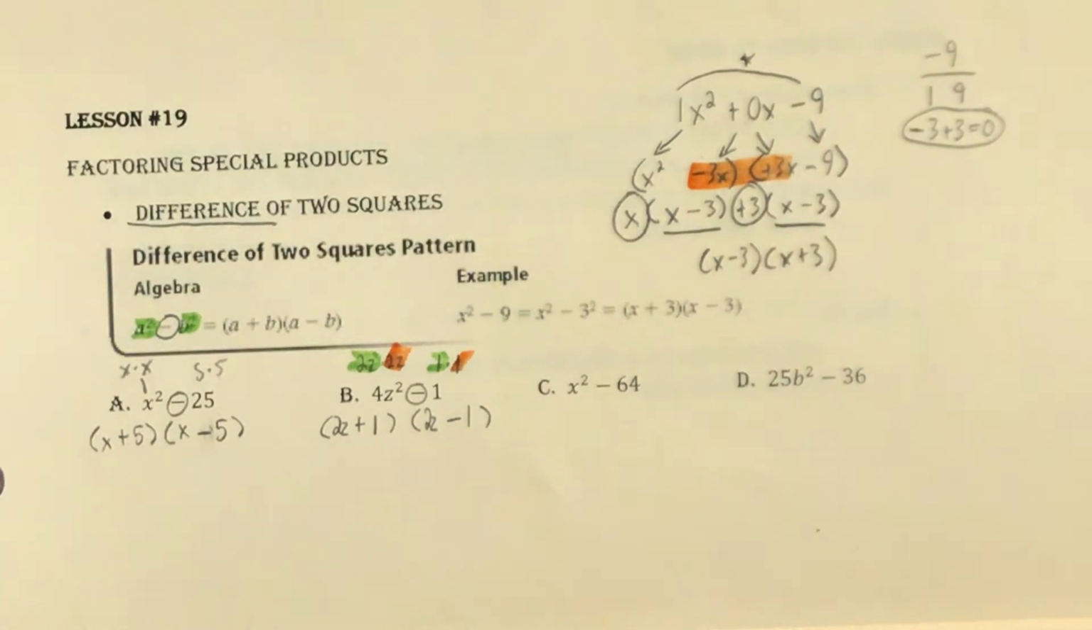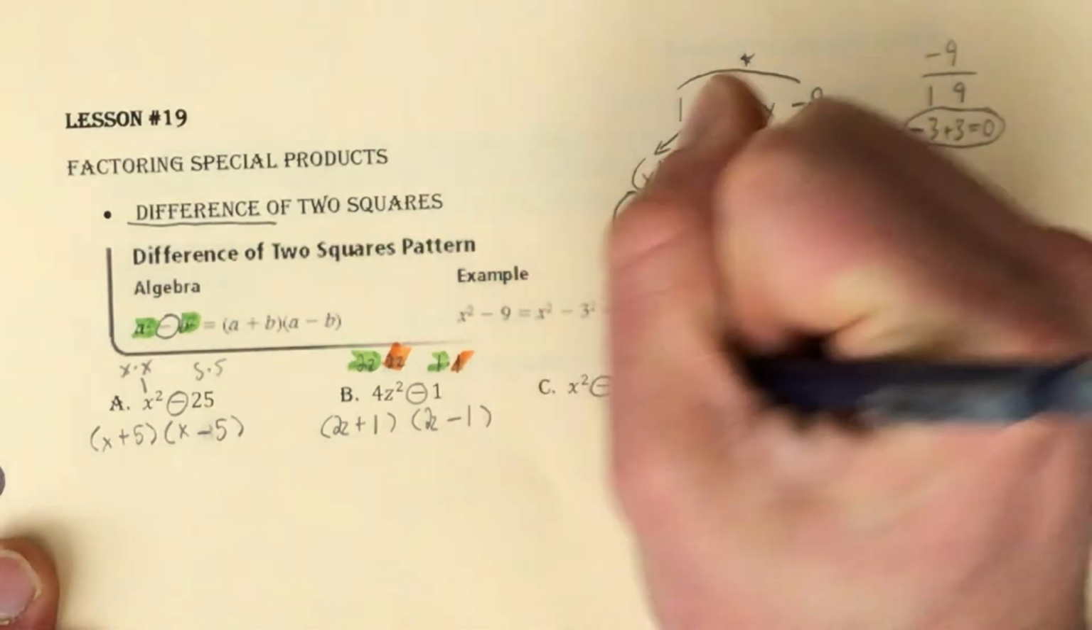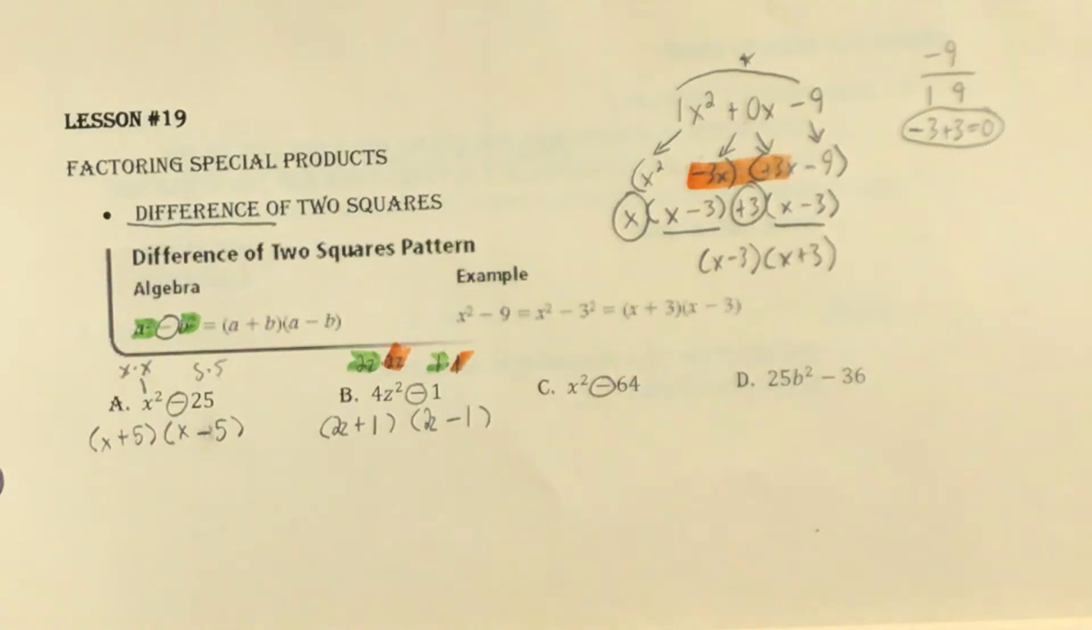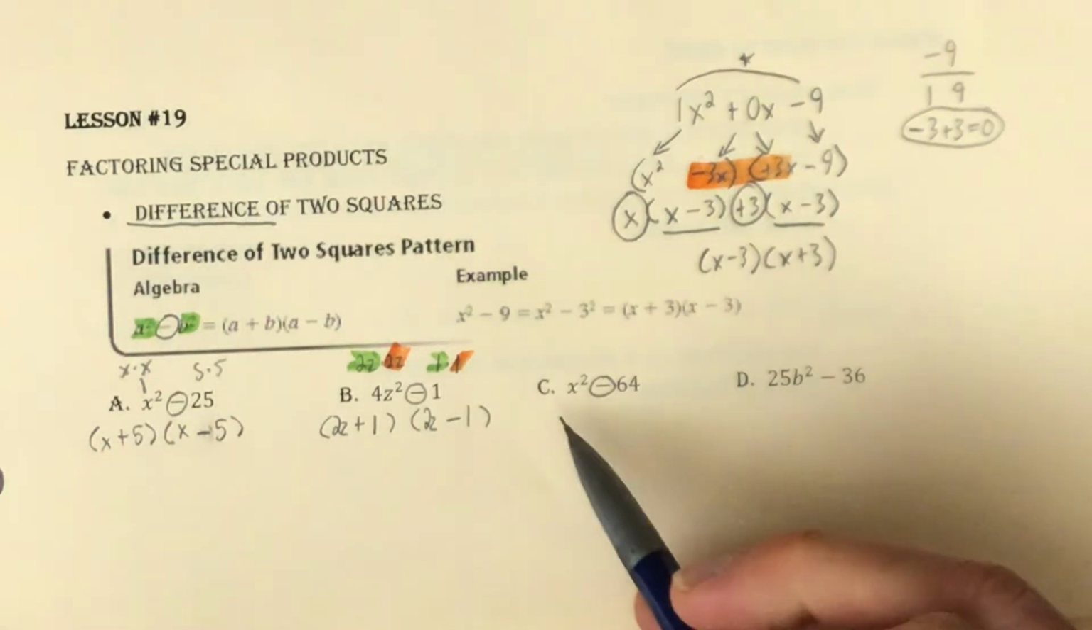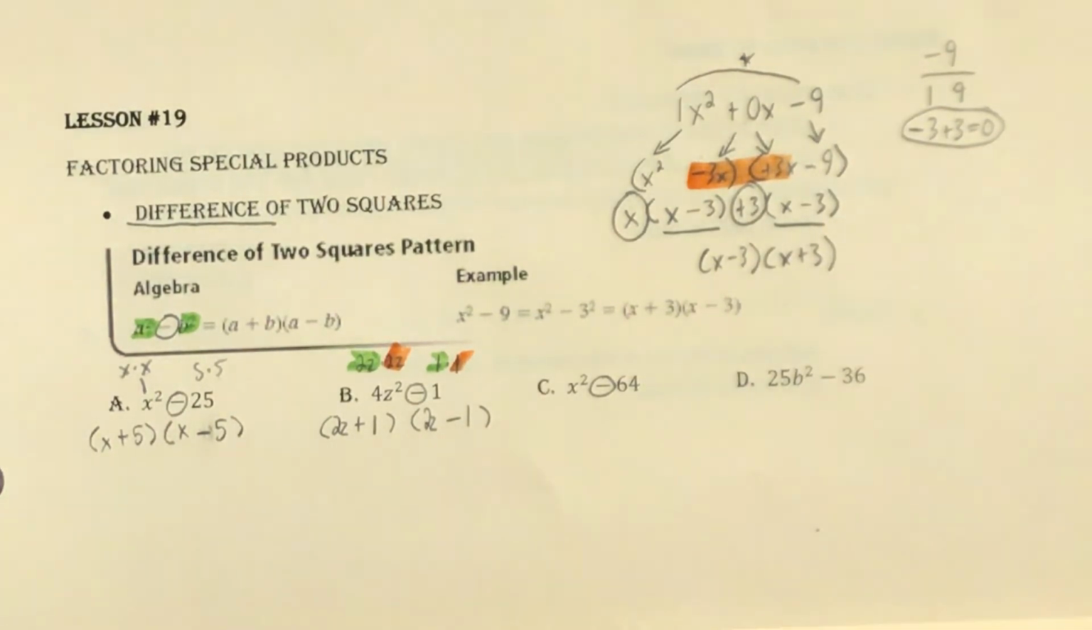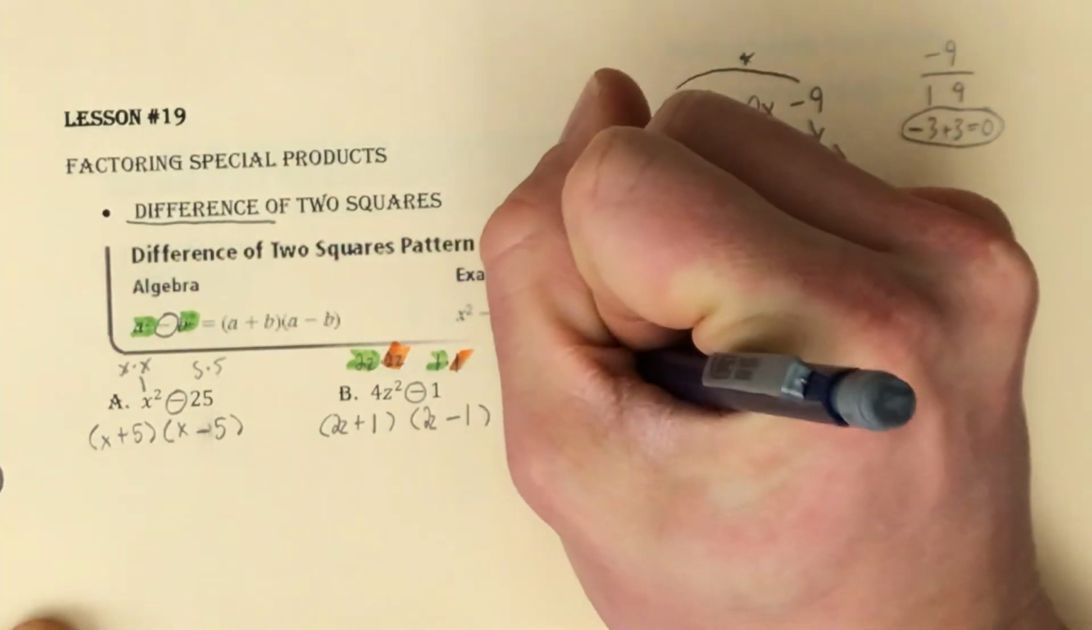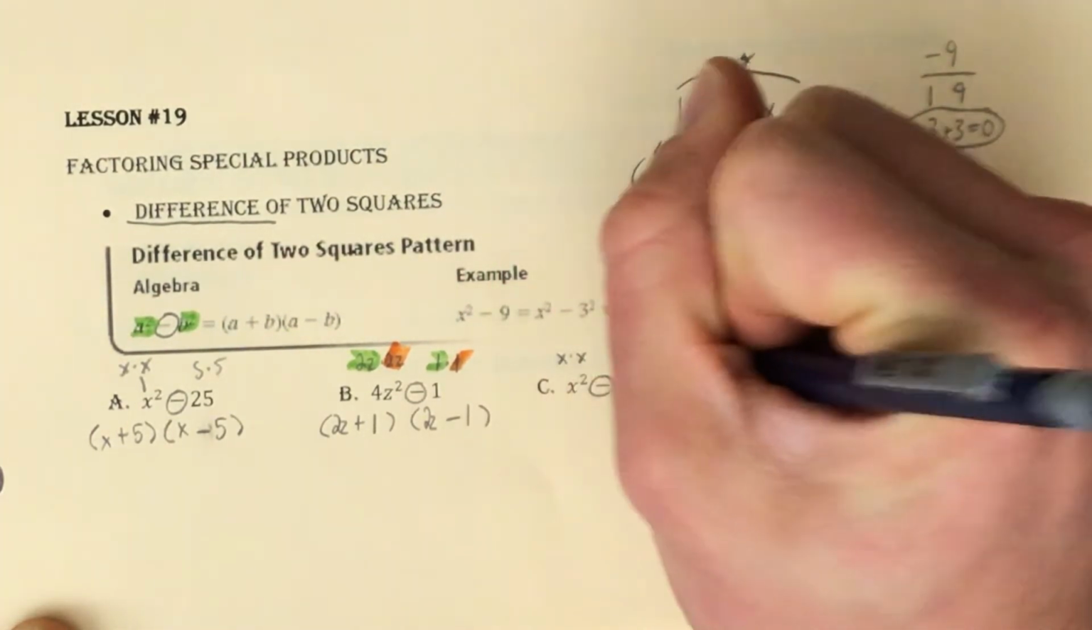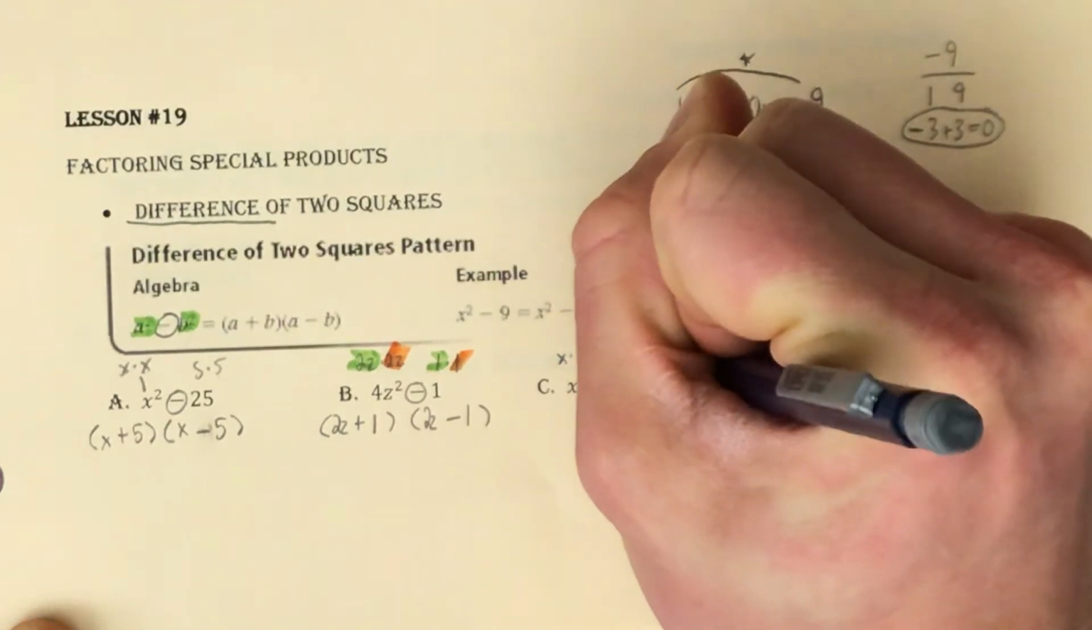All right, well, I'd encourage you to try example C on your own, then check your answer with mine. So example C, x squared minus 64. So again, two terms, subtraction symbol in between them, possible difference of two squares. X squared is a perfect square, and 64 is also a perfect square. So x squared means x times x, 64 means 8 times 8.